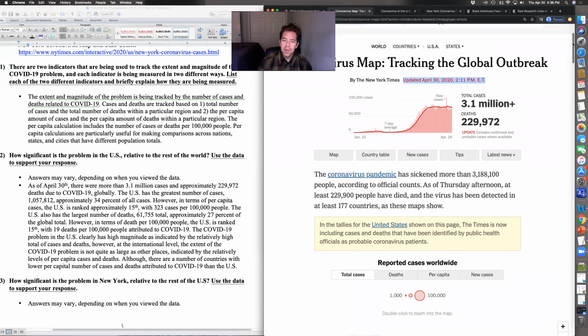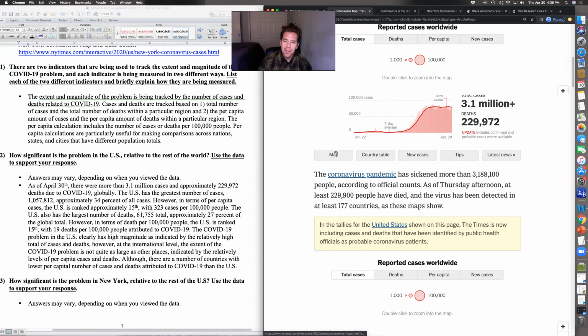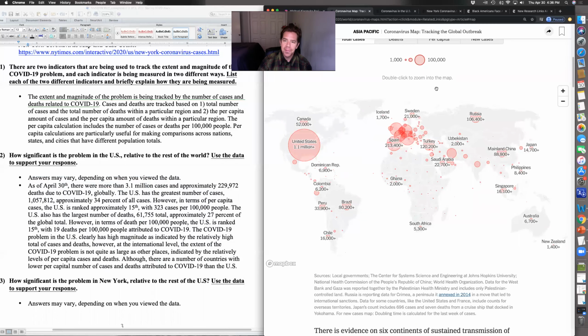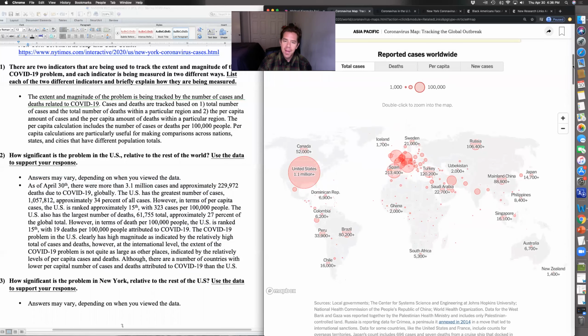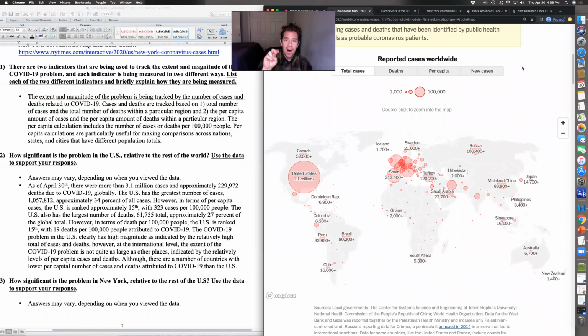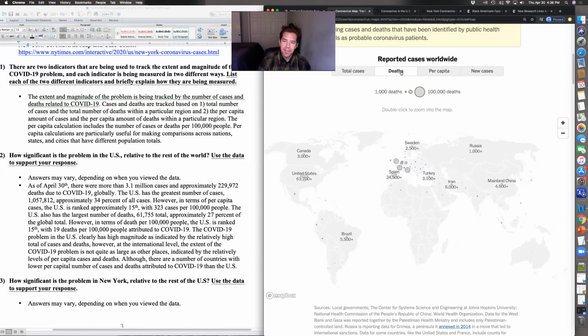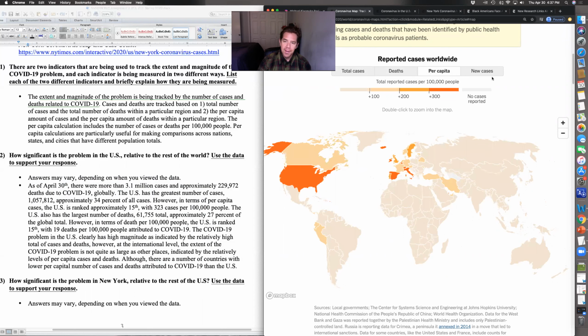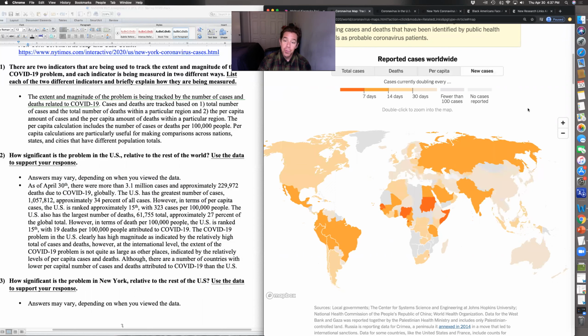So anyway, what does the US look like, right? So we go here, and there's a lot of interesting data here. One thing you can see are maps that show basically hot spots, if you will. You can look at total cases, you can look at deaths, you can look at per capita numbers, new cases, right?